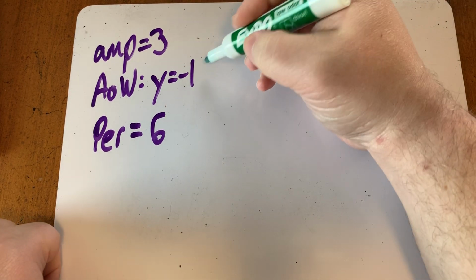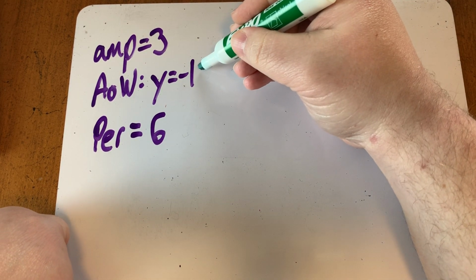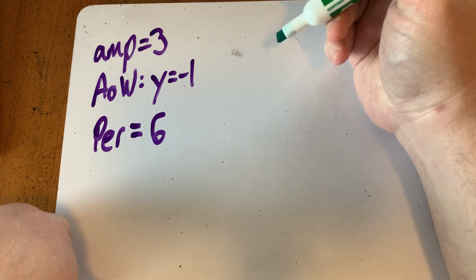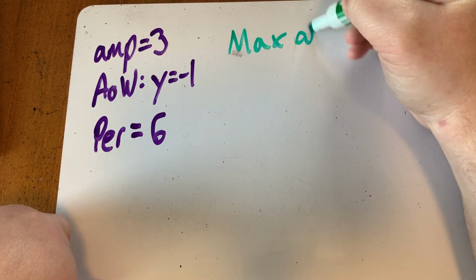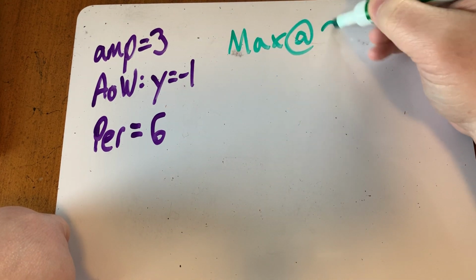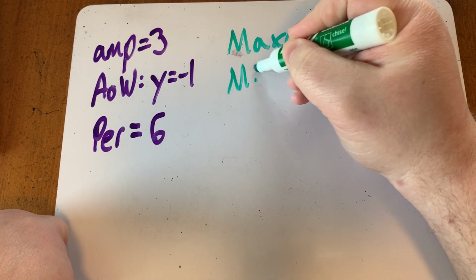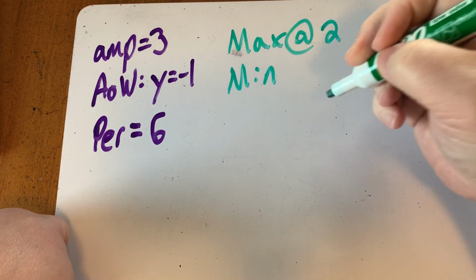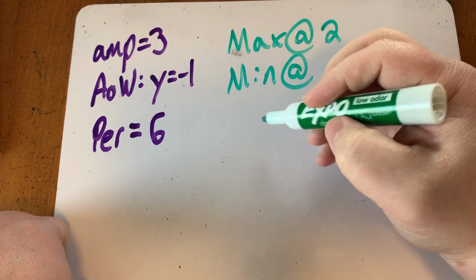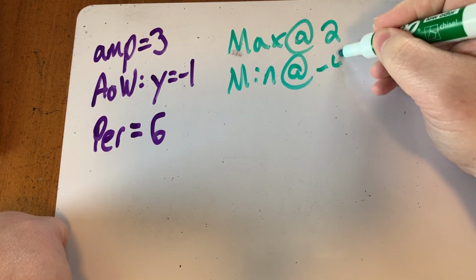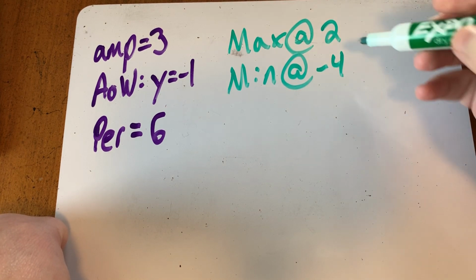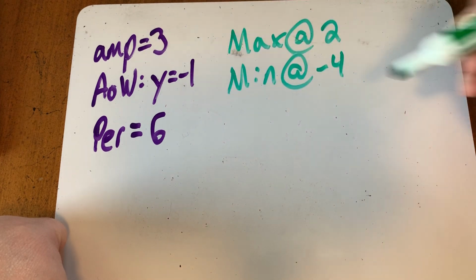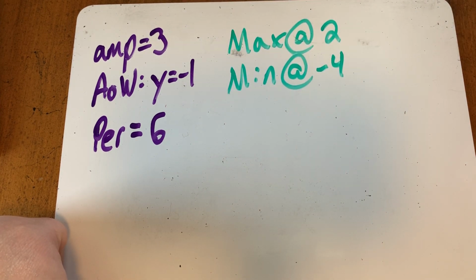So when we're graphing, we know the middle of the curve is going to be -1, and the maximums are going to be 3 above -1. So that means our maximums, 3 above -1, is 2. Our minimums will be 1 amplitude below -1. Well, 3 below -1 is -4. So these four things are all we need to know about what's going on the y-axis.